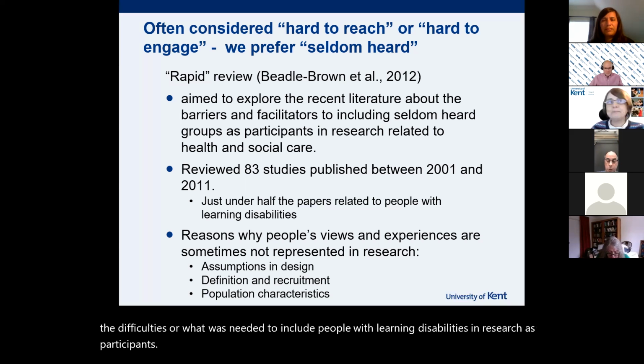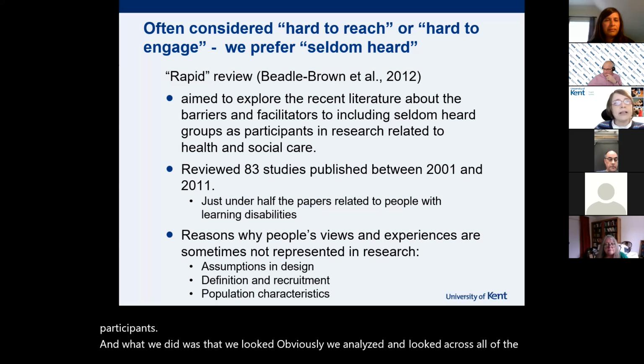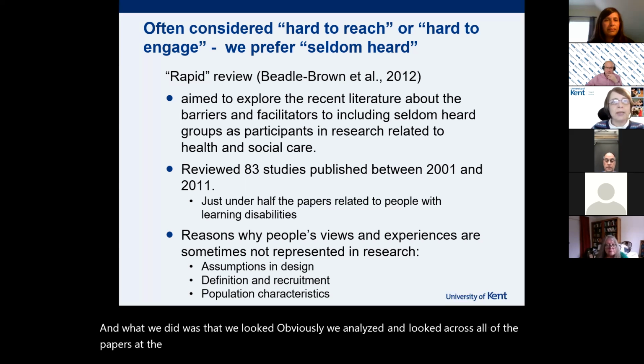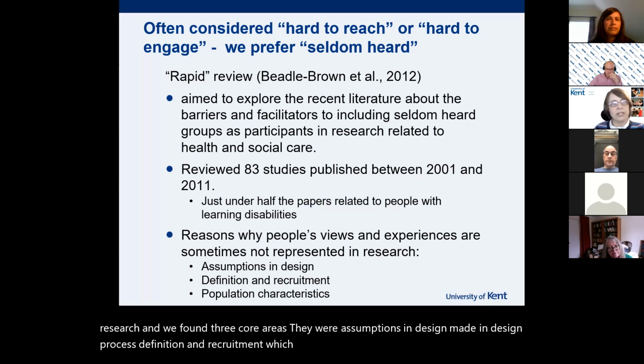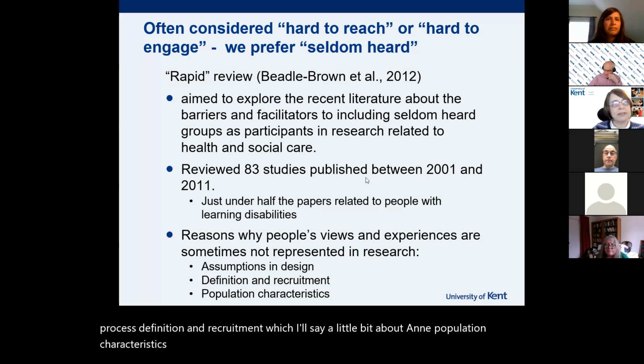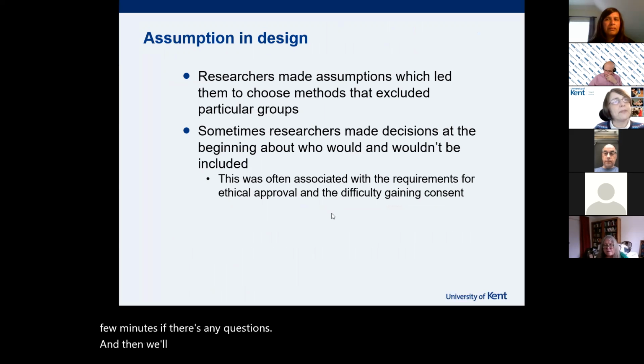Okay. And what we did was that we analyzed and looked across all of the papers at the reasons why people's views and experiences are sometimes not represented in research. And we found three core areas. They were assumptions made in design, process, definition and recruitment, which I'll say a little bit about, and population characteristics. So I'll say very briefly a little bit about each of those, and then we'll pause for a few minutes if there are any questions, and then we'll go on to the next bit.